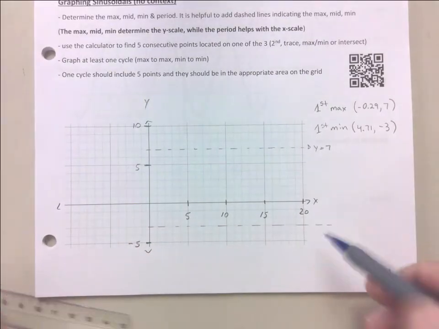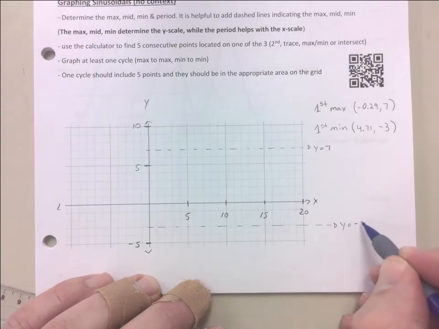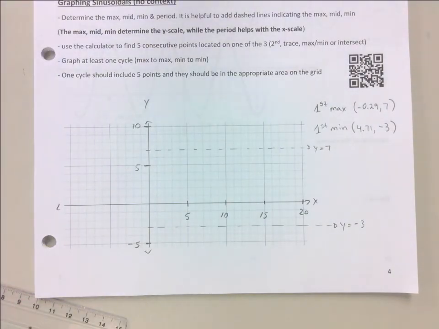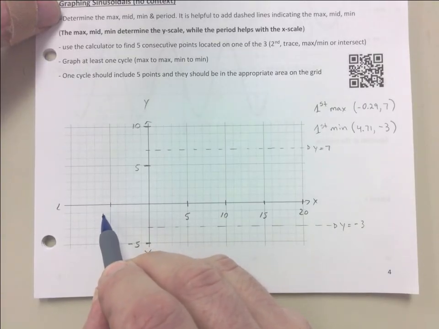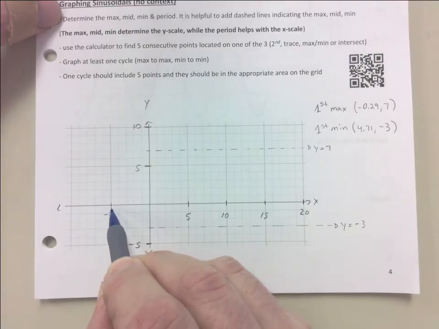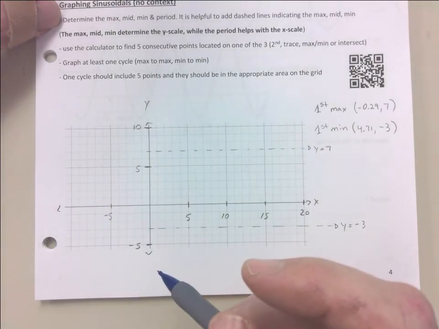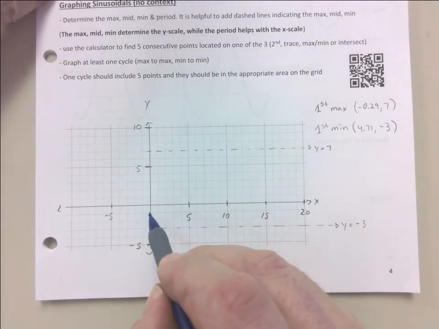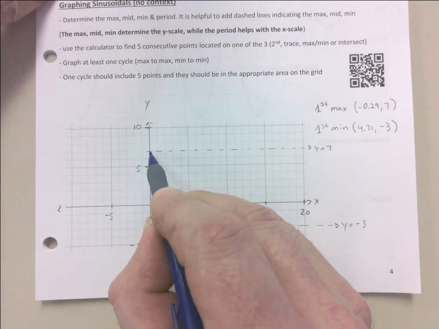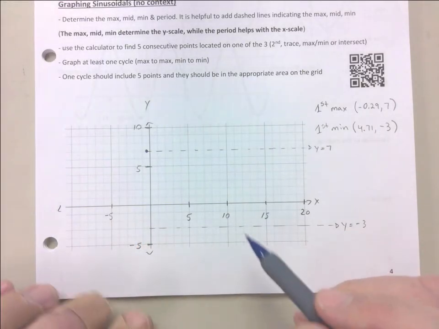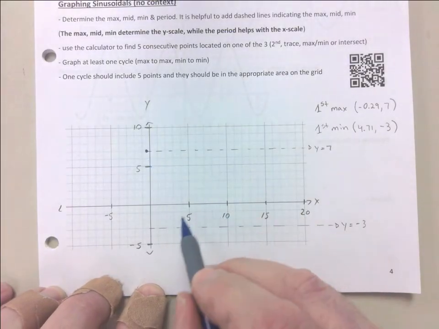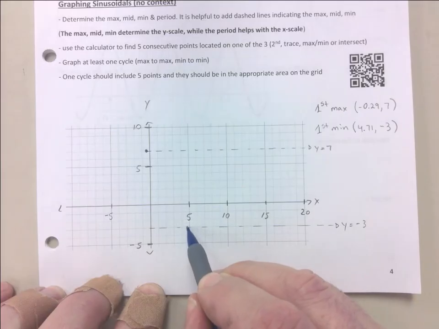The way I would say is these are not critical, like these are not a must, but I would say they help me a great deal when I'm graphing this. Let's go on our x-axis and turn this into negative 5 here, going 5 back. So let's start with our first max, which is almost on the y-axis, but not quite. So negative 0.29 is right there. And our first min is 4.71, negative 3.